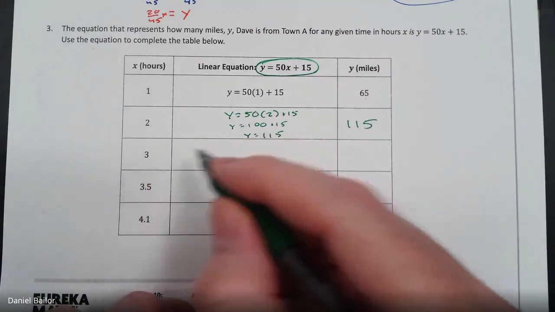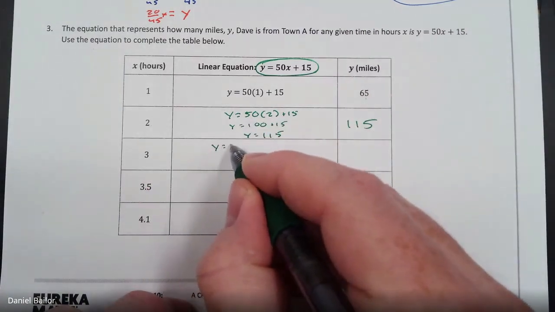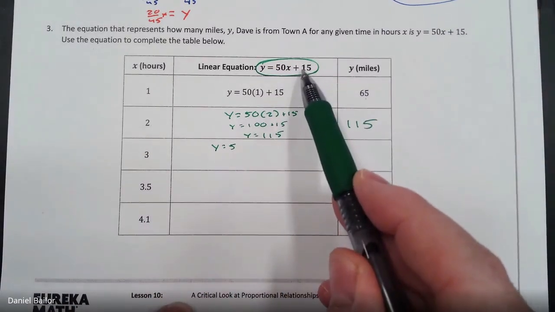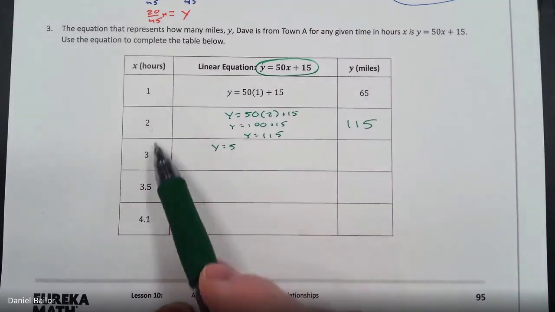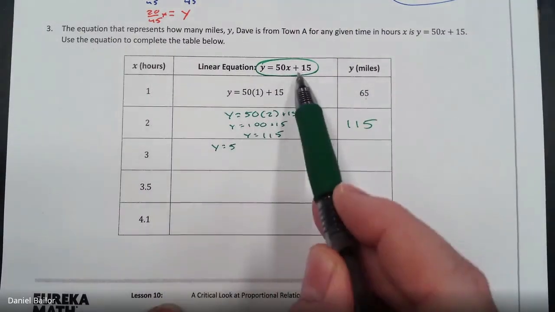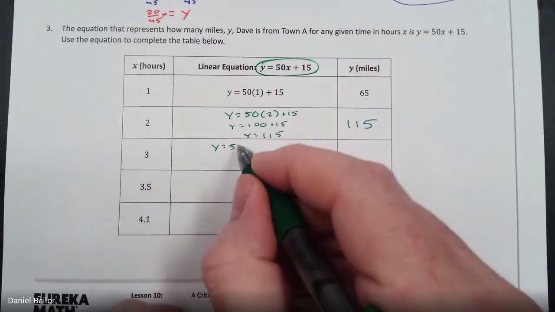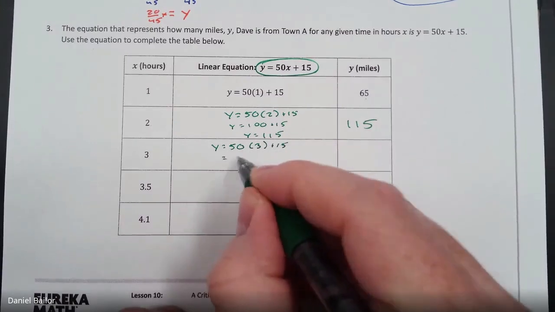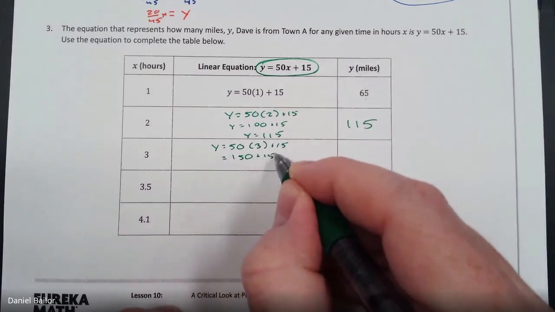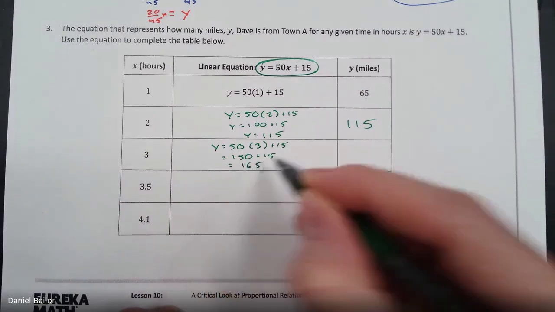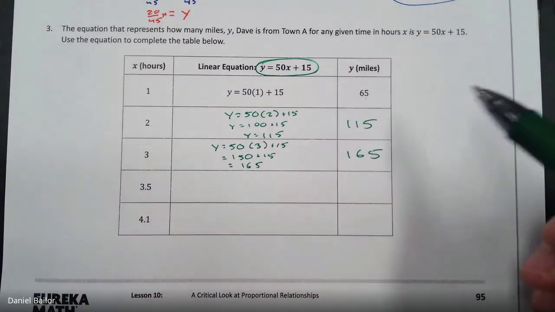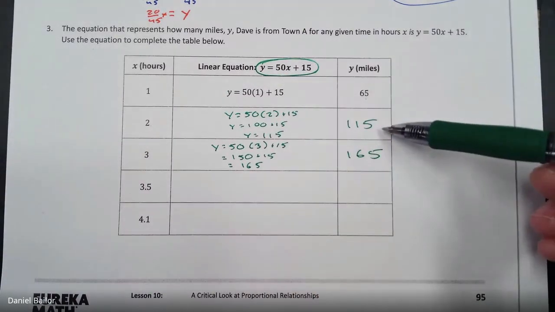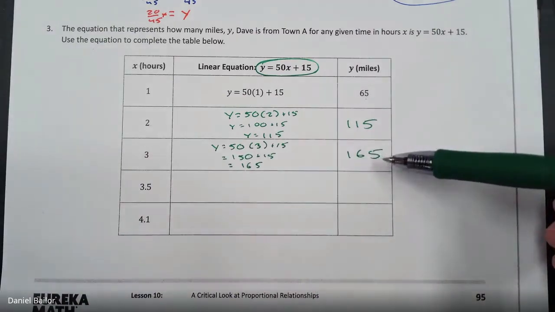In 3 hours, we use the equation again. Y equals, remember, that's why we love these equations, that's why we're learning to make them. Because this equation can be used to solve all of these. Y equals 50 times 3 this time plus 15. 50 times 3 is 150 plus 15. 150 plus 15 is 165. So in 1 hour, Dave is 65 miles away. In 2 hours, 115 miles away. In 3 hours, 165 miles away.